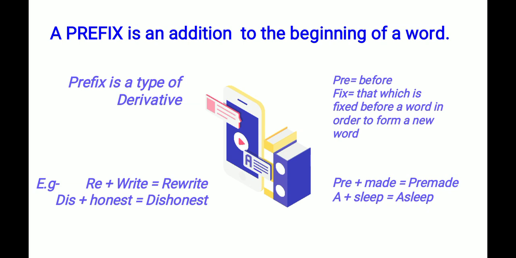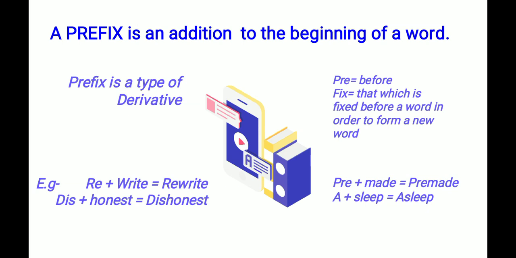We can also say that prefix is a type of derivative. Now the question comes, what is derivative? Derivative means when we form new words by adding two words, then it is called derivative. Derivative is also of two types: one is primary derivative and another is secondary derivative.